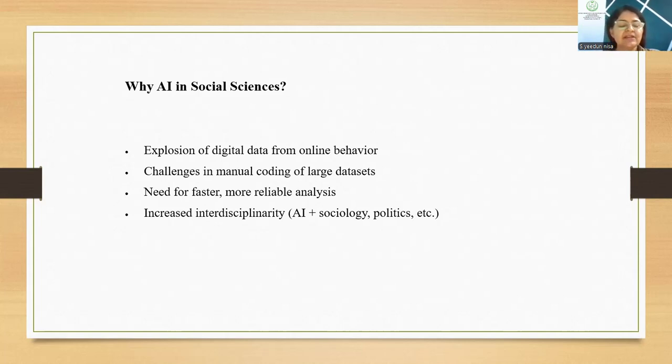Traditionally, social science research relied heavily on manual coding, surveys, and human interpretation. But the sheer volume of data now available, be it social media, open government data, or online forums, makes it nearly impossible to analyze the data manually. Artificial intelligence allows us to process this data faster and uncover trends that might not be immediately visible.